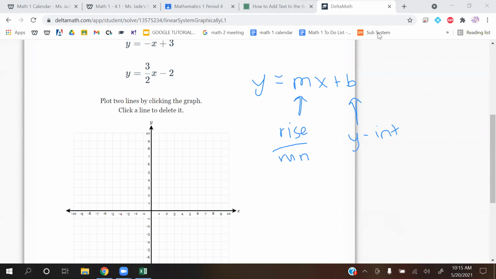Okay, so let's start with our first equation, -x plus 3. We have a y-intercept of 3. It's the number that's added or subtracted at the end. So I have 3, so I'm going to click on the 3 over here. Now we deal with the slope. So the slope is negative, -1 specifically. So -1, I'm just going to write it.